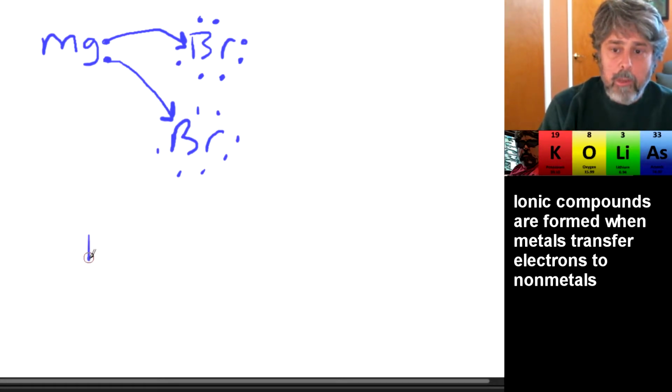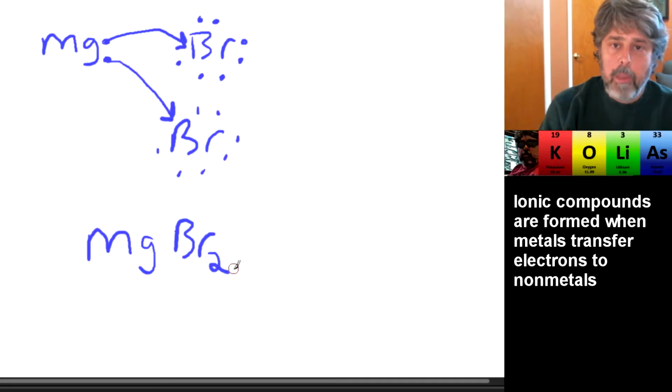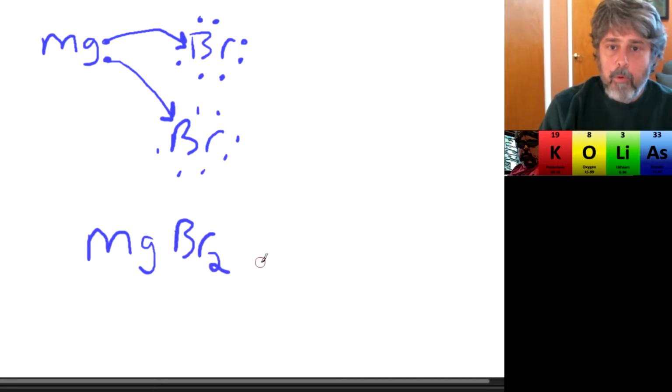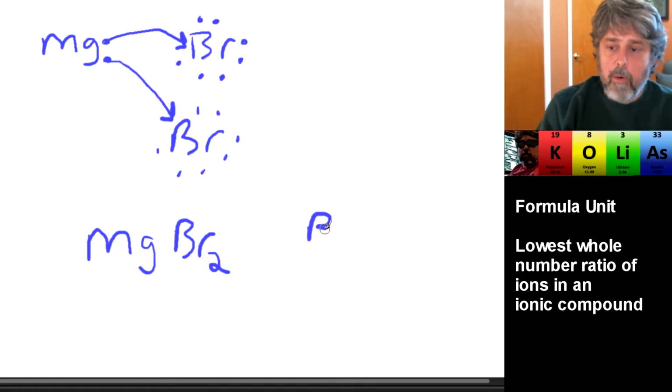What's our formula unit? Mg, because there's only one. Br, how many Brs are there? There are 2. MgBr2, magnesium bromide. We'll talk about naming soon. But remember, this is just a ratio. When we're doing these ionic compounds, this is a ratio of atoms and how they form.